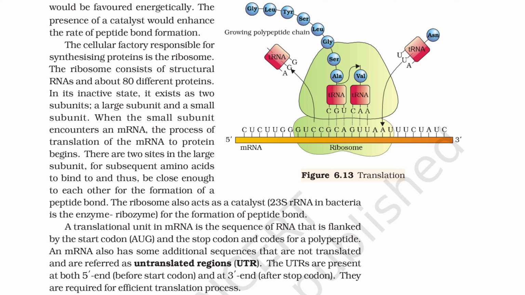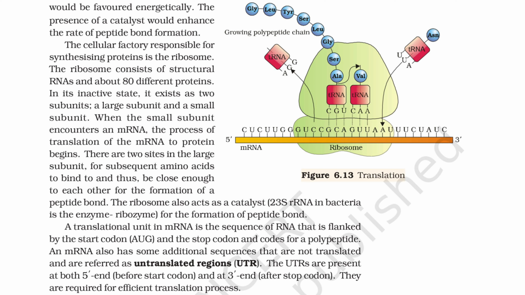There are two sites in the large subunit for subsequent amino acids to bind to, and thus be close enough to each other for the formation of a peptide bond. The ribosome also acts as a catalyst. 23S rRNA in bacteria is the enzyme, a ribozyme, for the formation of the peptide bond.